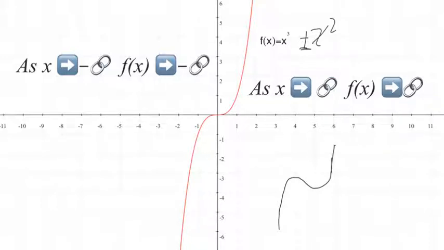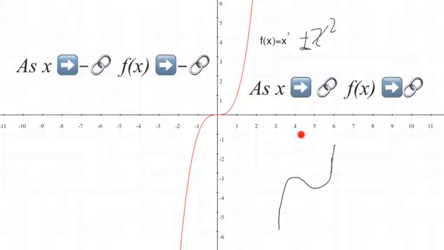For that x cubed, as x gets closer to infinity, f of x is also going to go to positive infinity. It's going to continue increasing. On the negative side, as x approaches negative infinity, notice how it goes down. F of x is going to decrease to negative infinity.